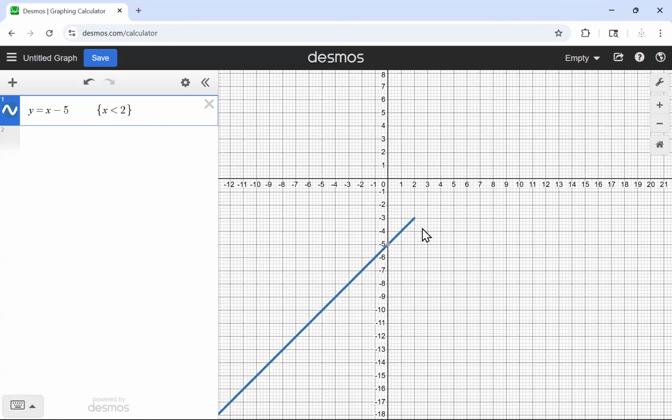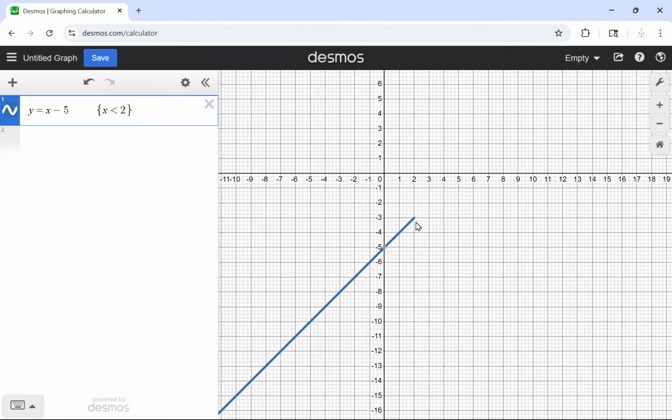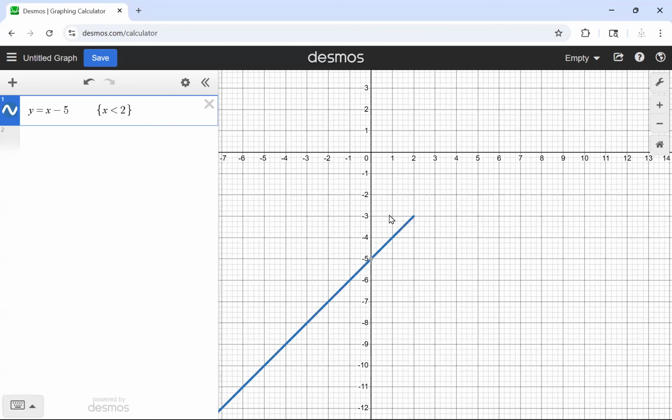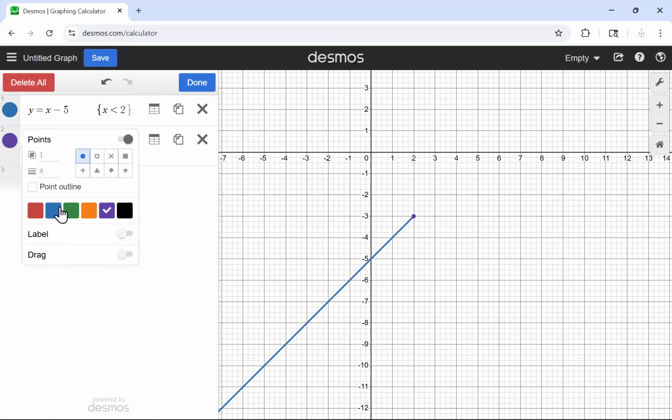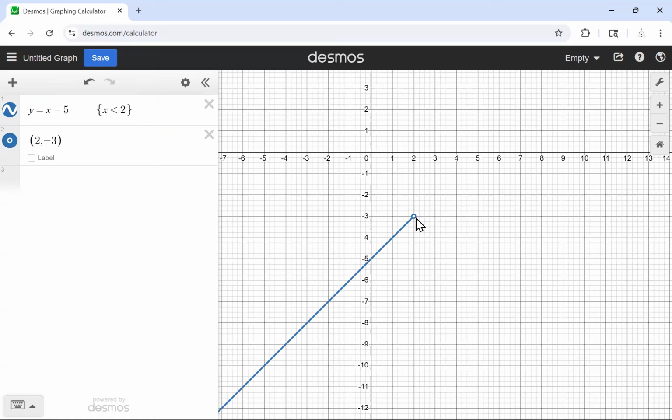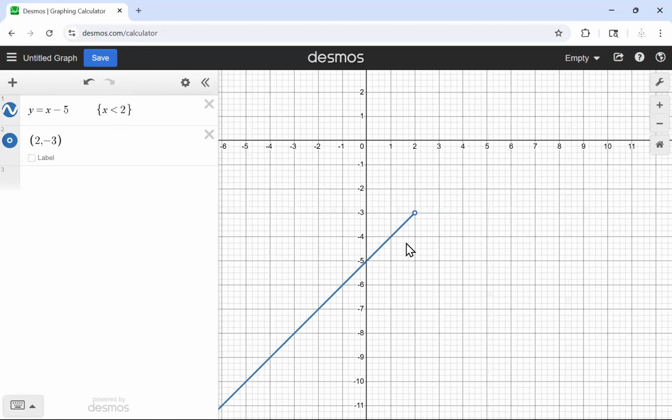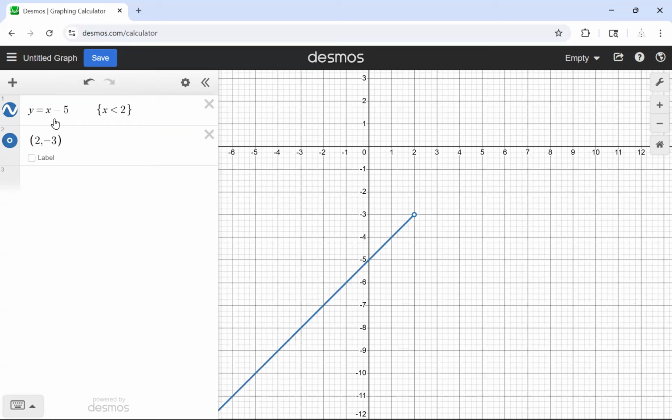So if you want to actually show the open circle, the circle where we stop at 2, since we can't actually equal 2, then you just look at where this is. This is at the point 2, -3, and you can do a point 2, -3, and then change it to make it look like an open circle if we like. Okay, I'll make it a little bit bigger. So since we don't touch that point, you can just manually put in that point. But y is equal to x minus 5 for x less than 2.